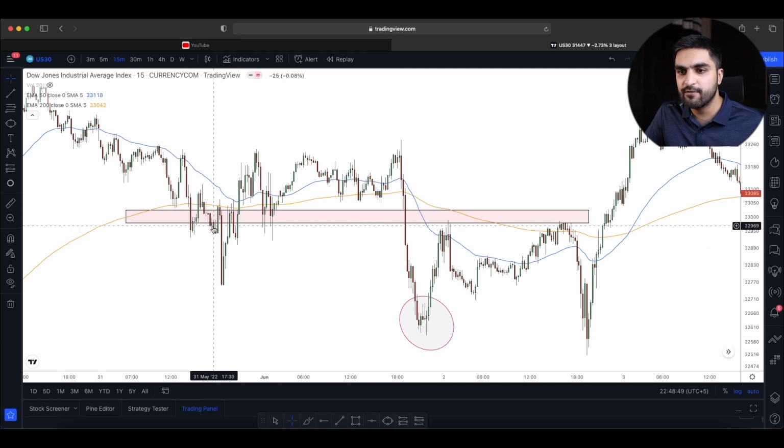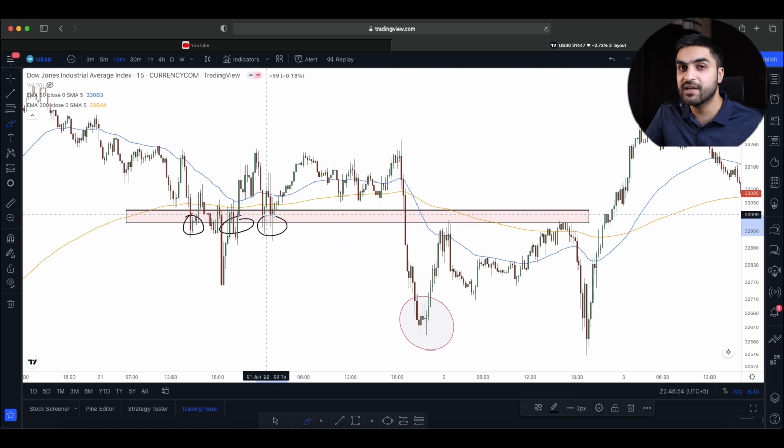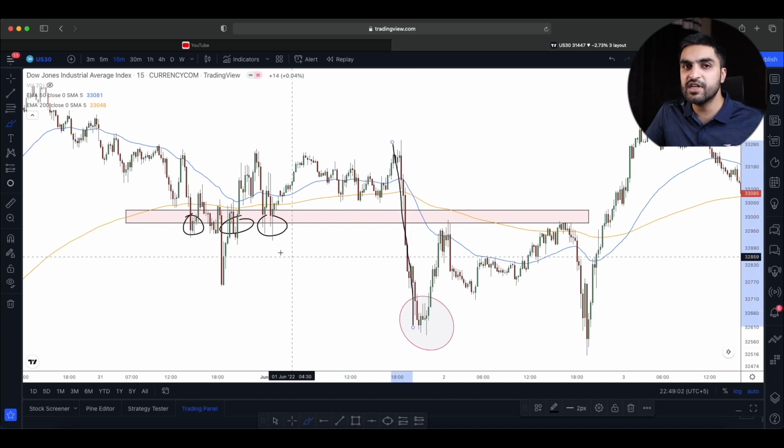We broke this support level. This level was holding the market a couple of times. We could not make a lower low whenever we tested this level. Every time the market went up, but from here when the market made a movement, we immediately went down.